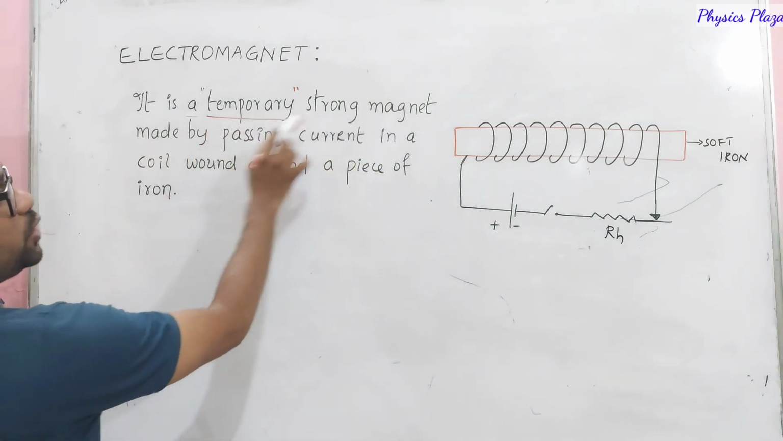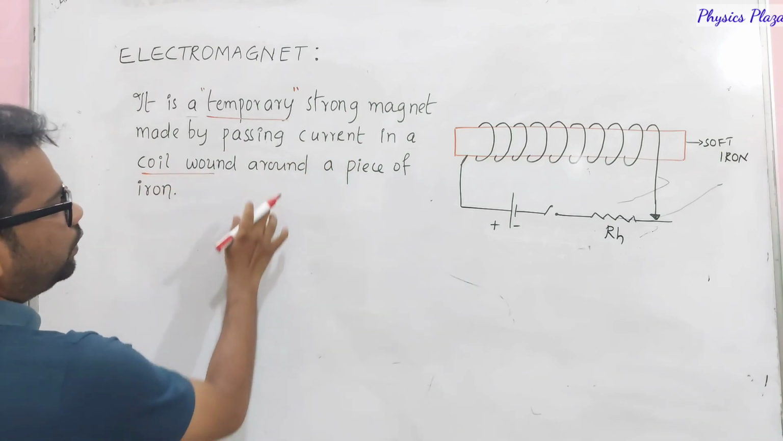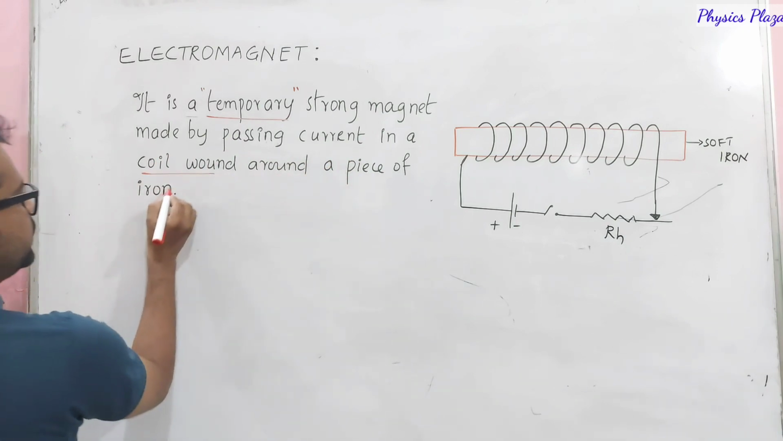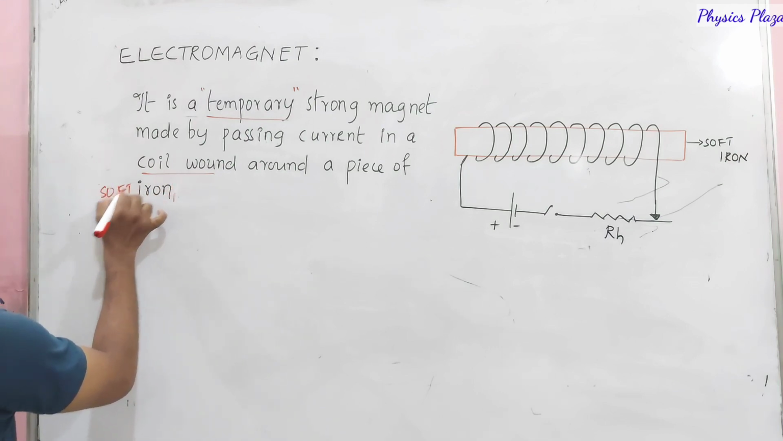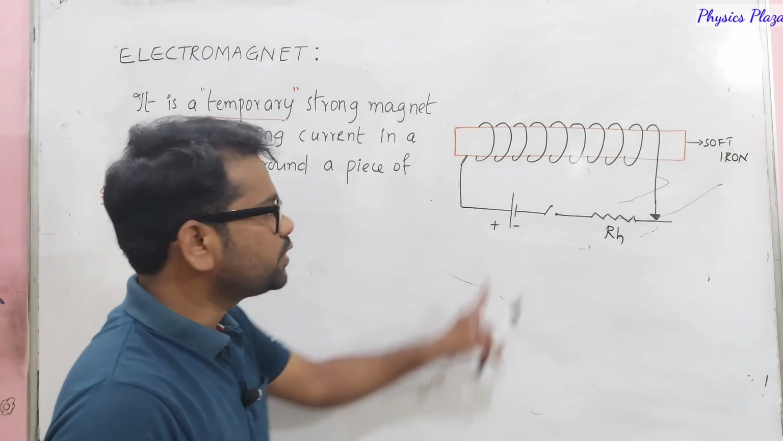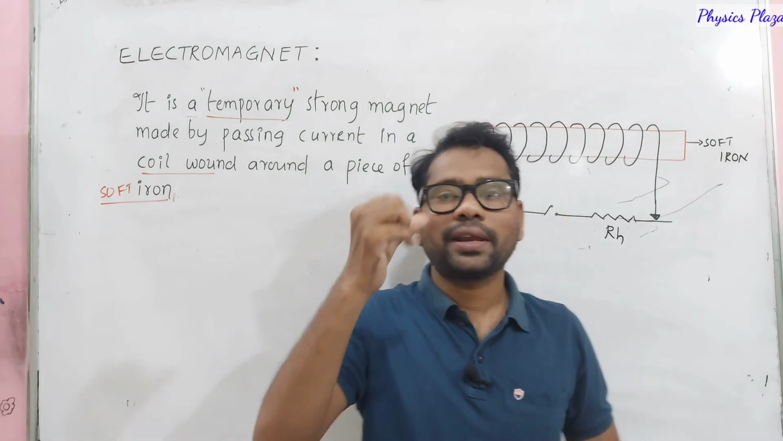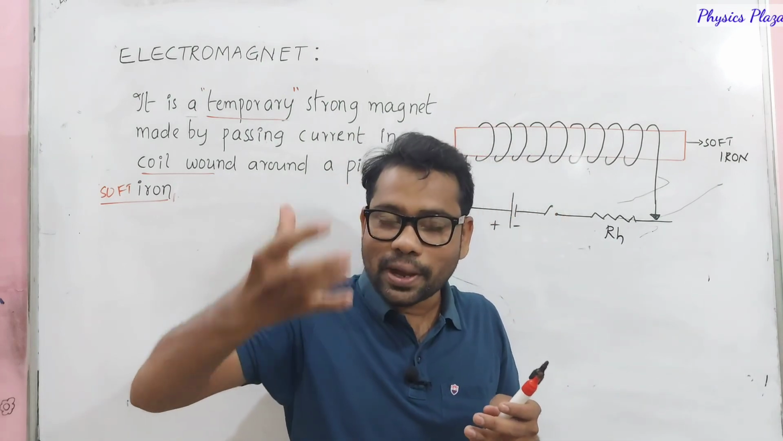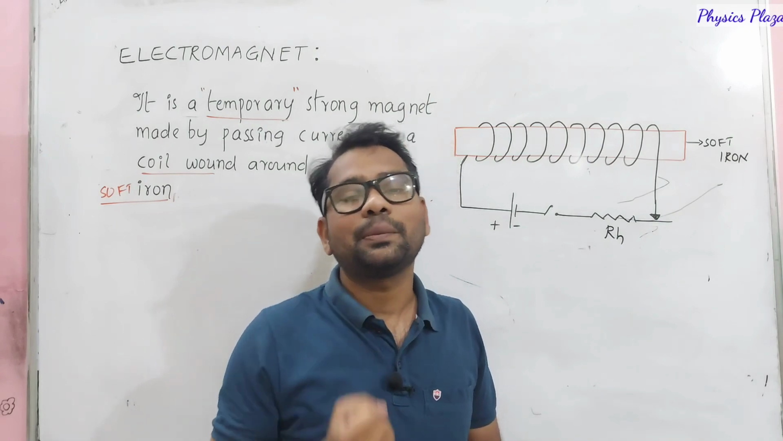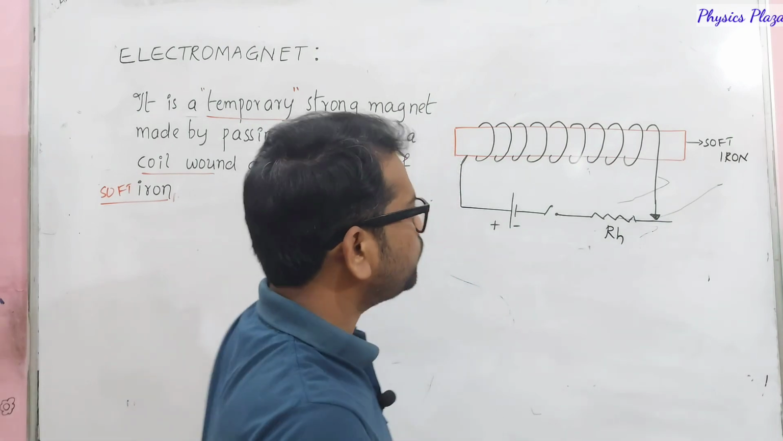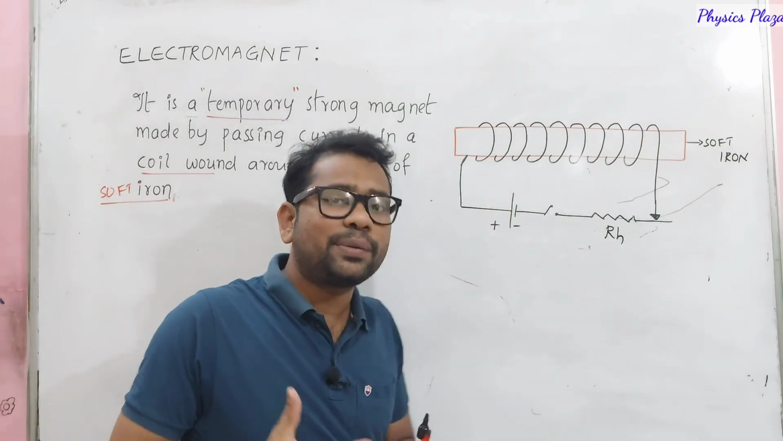Okay. So it is a temporary strong magnet made by passing current in a coil wound around a piece of soft iron. This is what it actually is. It is a piece of soft iron actually. So it is a temporary strong magnet, and as long as the current passes through it, only then does it behave like a magnet. That's what we call a temporary magnet. So children, of course this is an I-shaped electromagnet. If you want, you can make even a U-shaped electromagnet.